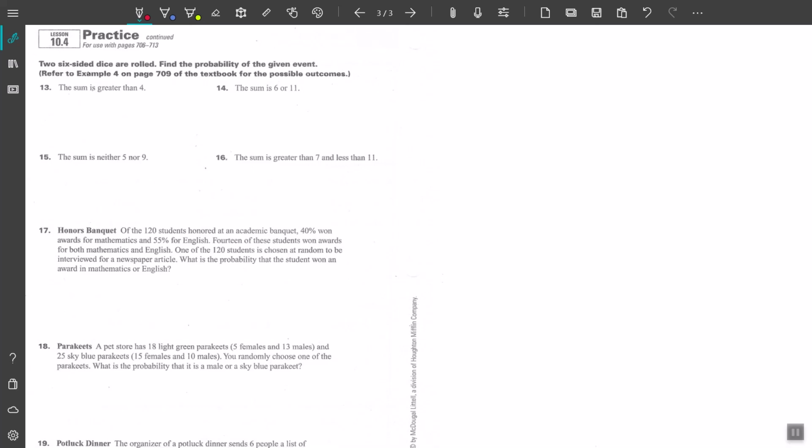So two six-sided dice are rolled. Find the probability of the given event. In 13, they want you to find the probability that the sum of those two dice is going to come up to be greater than 4.